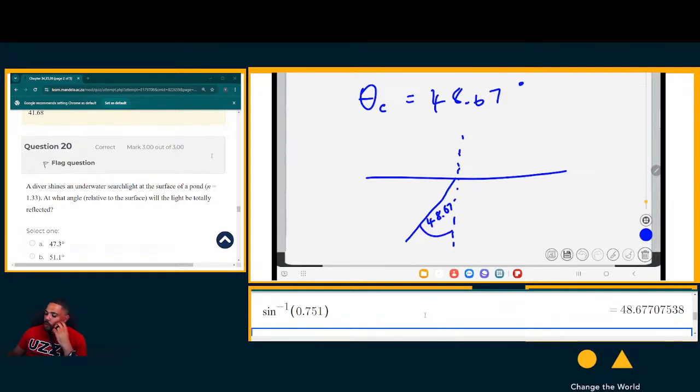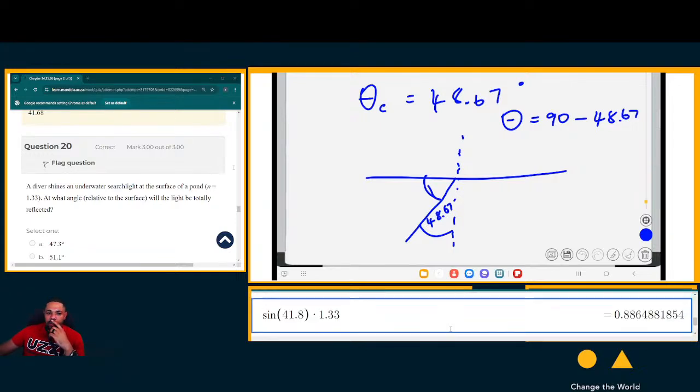Okay? But they want it relative to the surface of the pond. Relative to the surface of the pond means they want this angle. So all you do is you subtract this angle from 90 degrees. So the angle relative to the pond will be 90 degrees minus 48,67. I should read my questions more carefully.